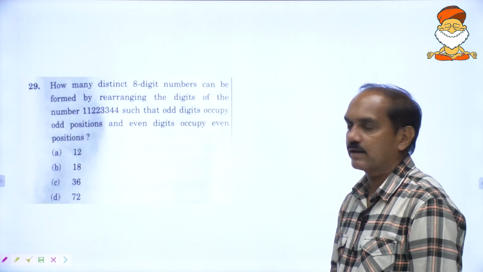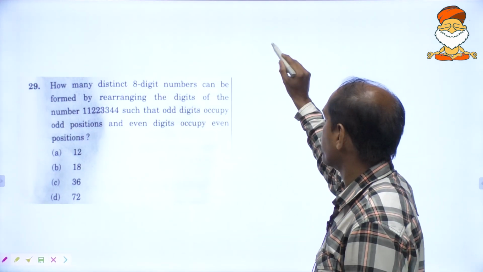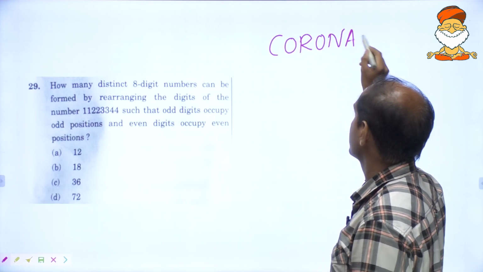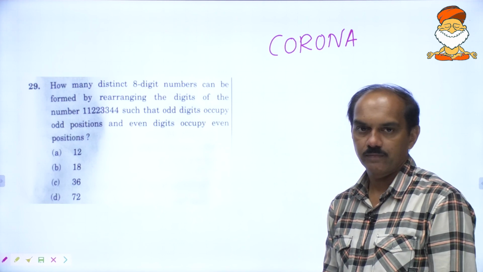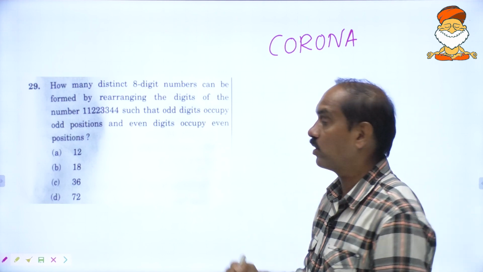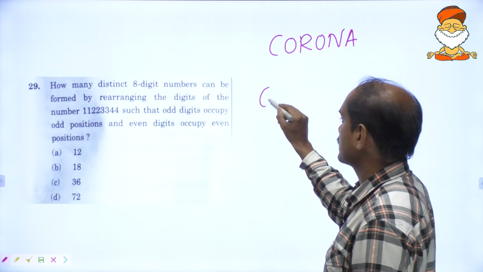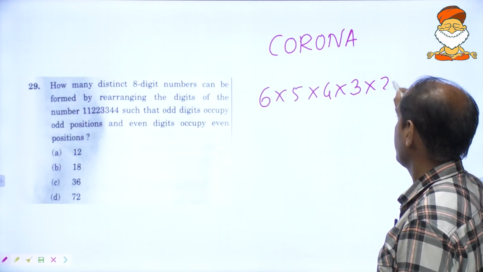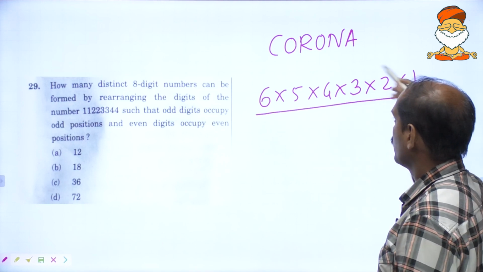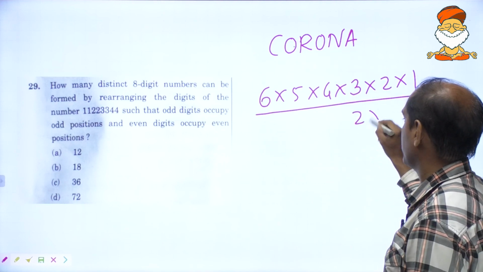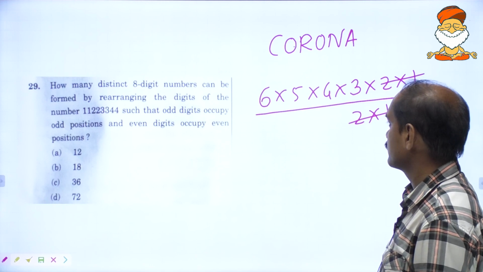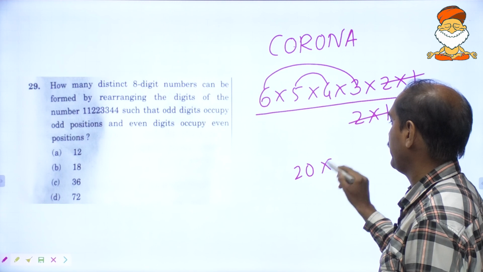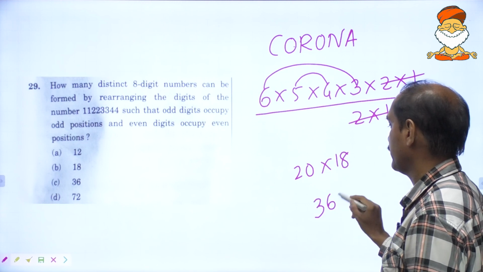So similar type, corona. How many different words can be formed by using all the letters of the word corona? 6 letters are there, start with 6, go till 1. O is repeated 2 times, 2 into 1. 5 4s are 20, 6 3s are 18. The final answer is 360.